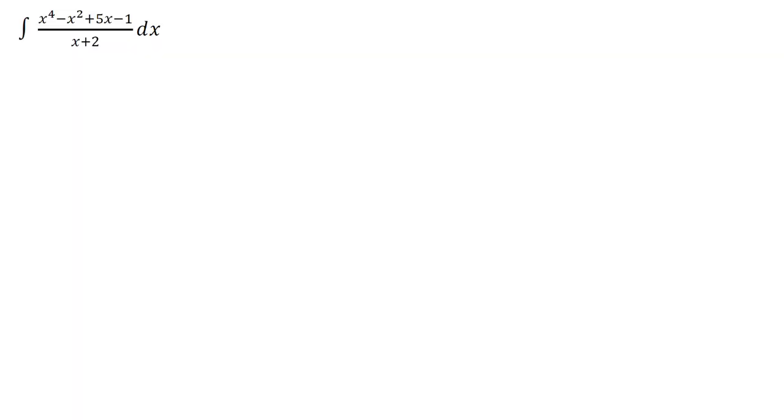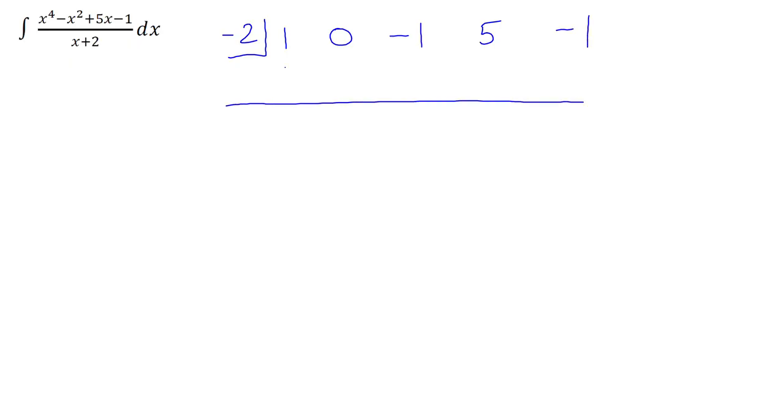All right, we just got a couple more of these here to go. Same process as before. We'll put the -2 in the box with a 1x to the 4th, 0x cubed, -1x squared, plus 5x, and a -1. The 1 comes down below the line. We multiply the 1 by the -2. We add the 0 and the -2. Multiply the -2 by the -2 in the box. Add the numbers in that column to get 3.